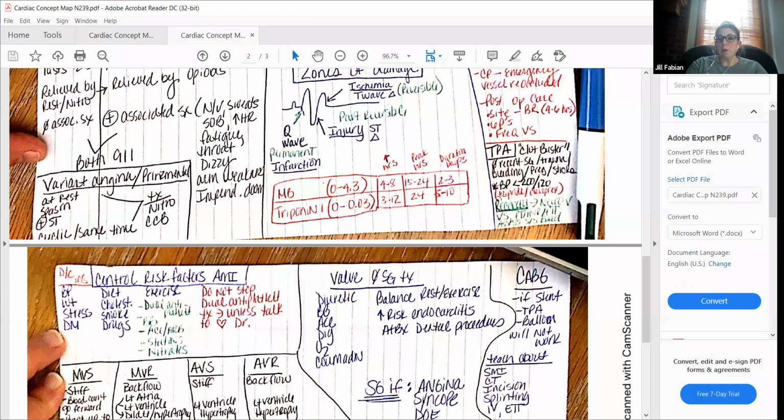If we give TPA, how do we recover these patients, right? You better be doing neuro checks. I'm going to take you back to the brain.